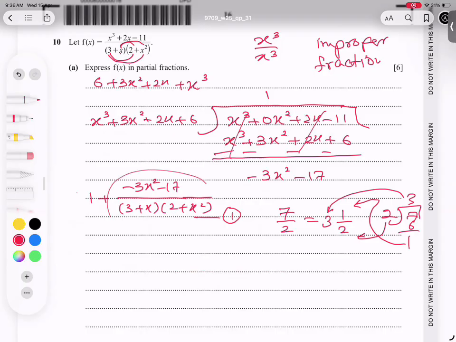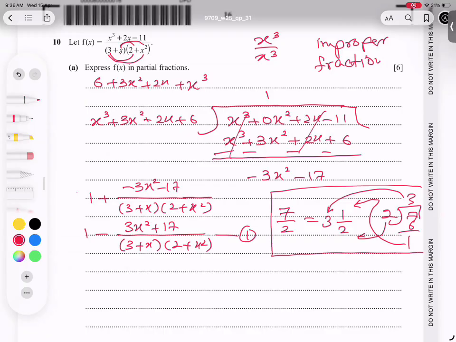Now I'm considering this part only, students, and this negative I can bring outside as well to make the question easier. So I can say 1 minus (3x squared plus 17) over (3 plus x)(2 plus x squared). So this part is clear. I have labeled this equation as 1. This is extra work to understand the concept. So what to do, students, afterwards? I will take this part only. This is basically a value.